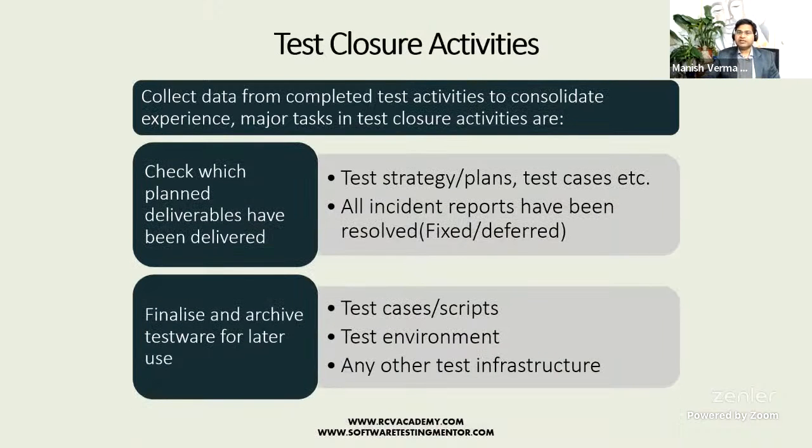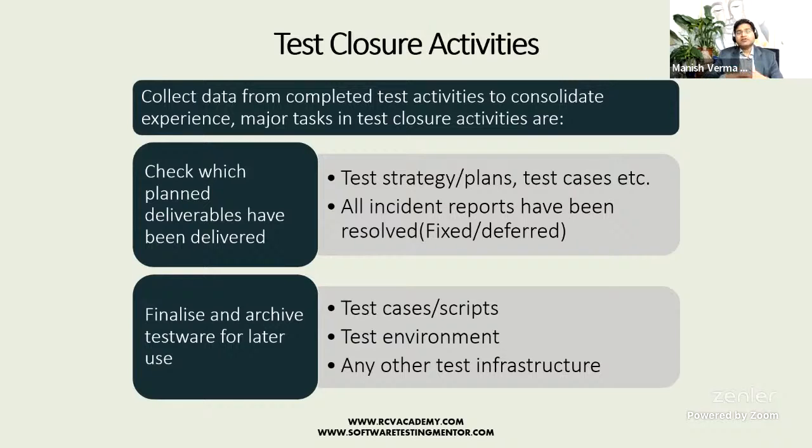Okay, now in test closure activities, it's basically collecting data from completed test activities to consolidate experience. So what exactly needs to be shared as part of the test closure activity? How the testing happened, what all artifacts were developed, right? The test strategy that was developed, the plan, all the defects and the link to them, where all the test cases are stored, the execution cycle, all of these things are collated together about the project, and this becomes part of the test closure activities.